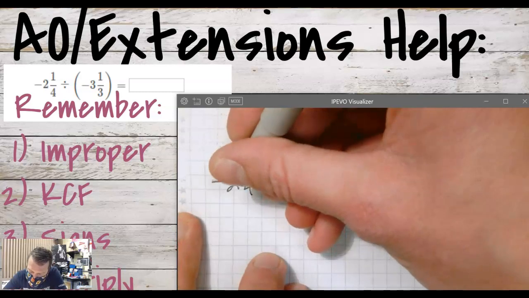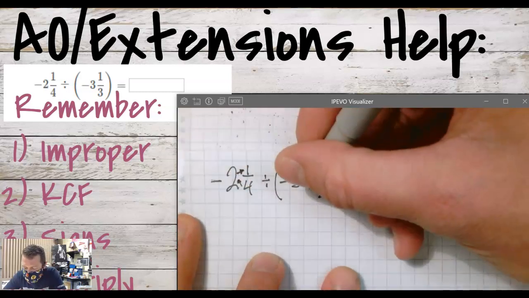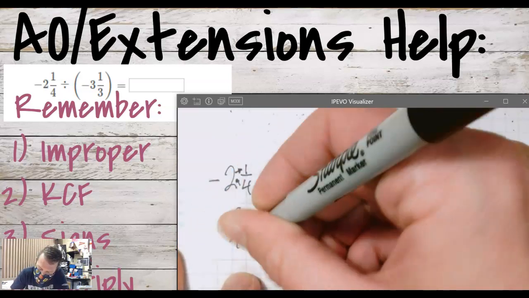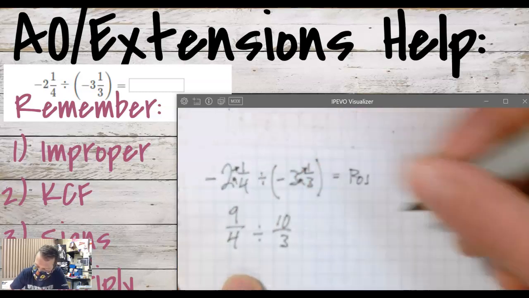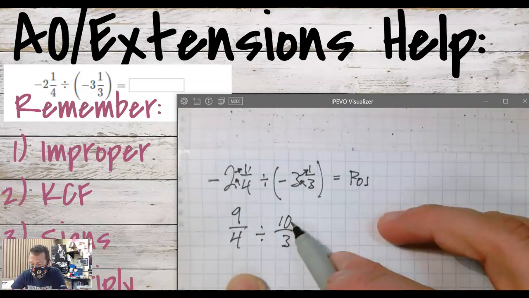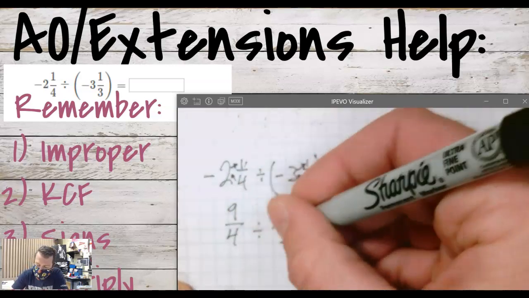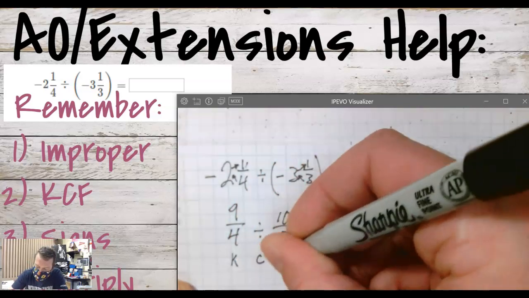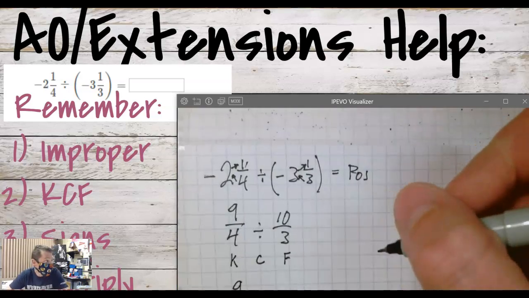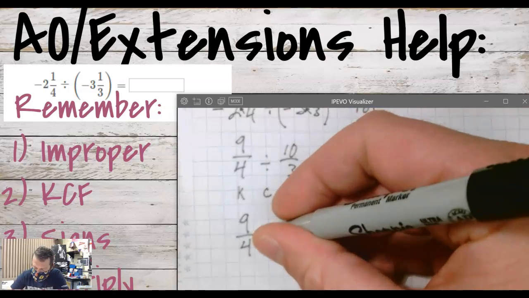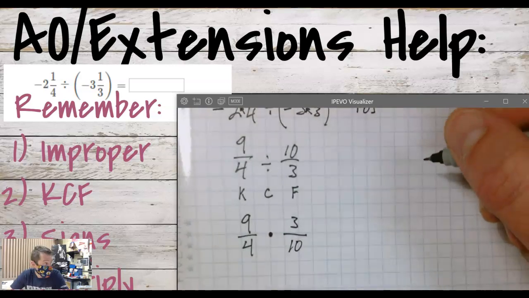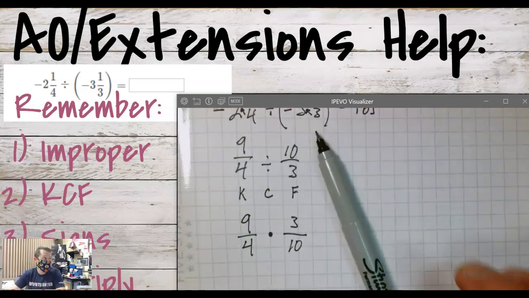So now we do what we kind of nicknamed the triangle method to get to improper. Absolutely, because 4 times 2 is 8 plus 1 more gives me 9. 3 times 3 is 9 plus 1 more gives me 10. Now we have fraction divided by fraction. We are ready to keep, change, flip. So we keep our 9/4. We change our division to multiplication, and we flip our 10/3 to 3/10. Any questions so far?